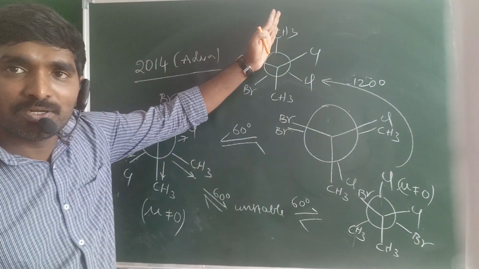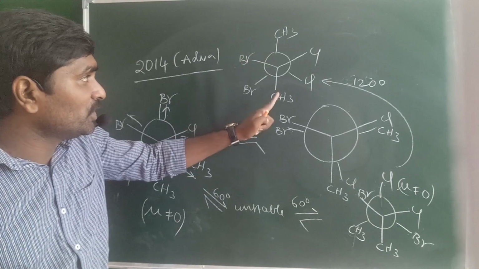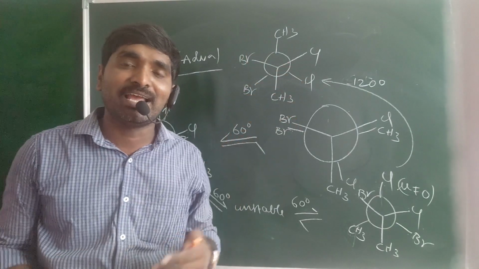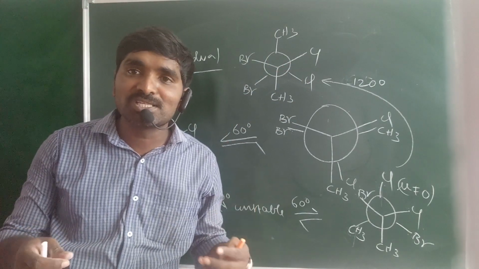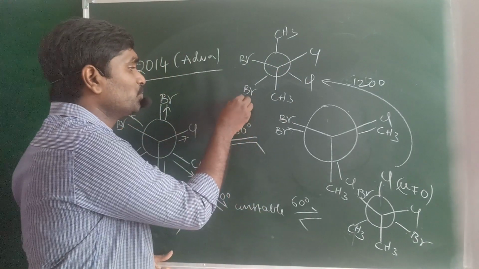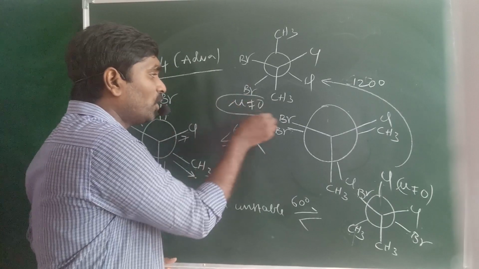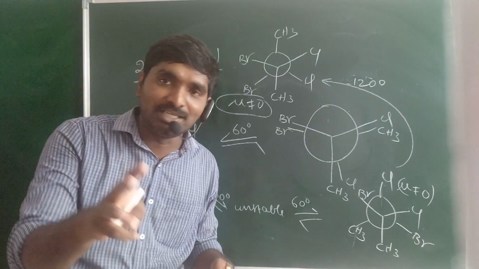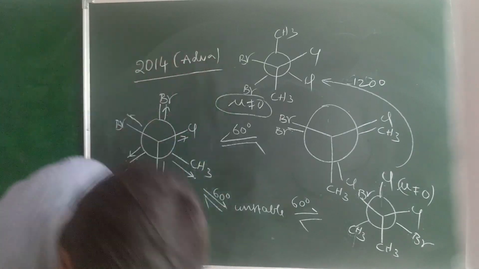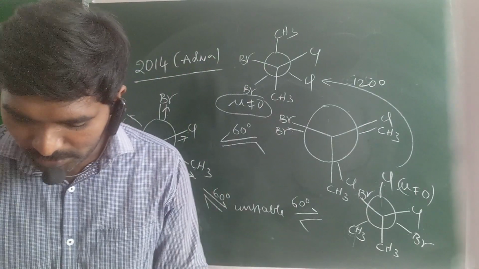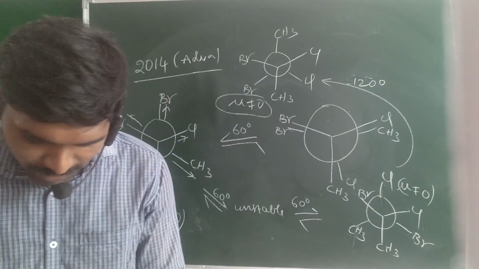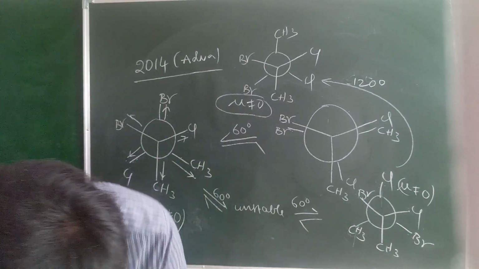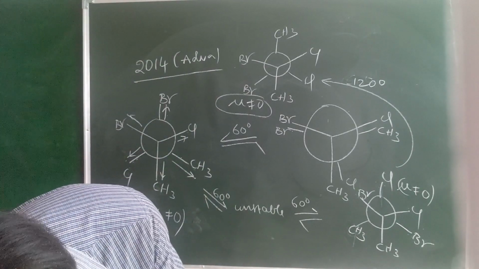Again in this molecule, two CH3 groups are opposite to each other, but the two bromine atoms and the two chlorine atoms are parallel to each other. Hence the dipole moment mu is not equal to 0. The total number of conformers with non-zero dipole moment is 3. That is the answer. Okay, guys, next one. Some more examples from previous Advanced papers.